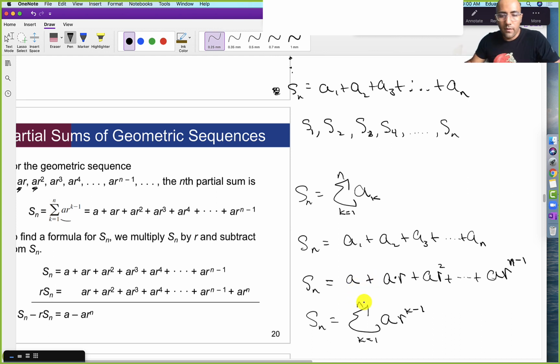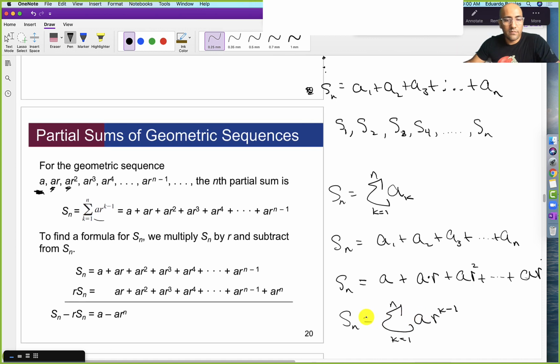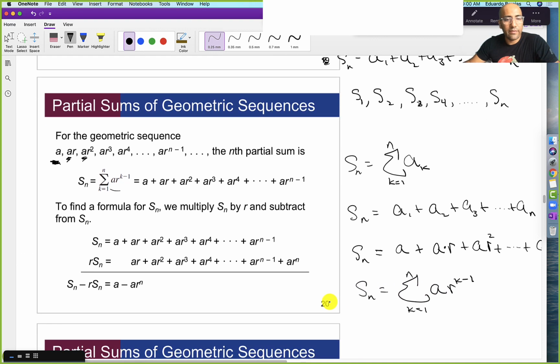Okay, so we want to find this sum. And to find this sum, somebody very, very clever came up with this idea. We want to know this sum right here, s sub n, right? What is that sum? Well, it's the sum of all of these things. Somebody thought, well, why don't we multiply both sides of this equal sign by r? So that's what this down here represents.